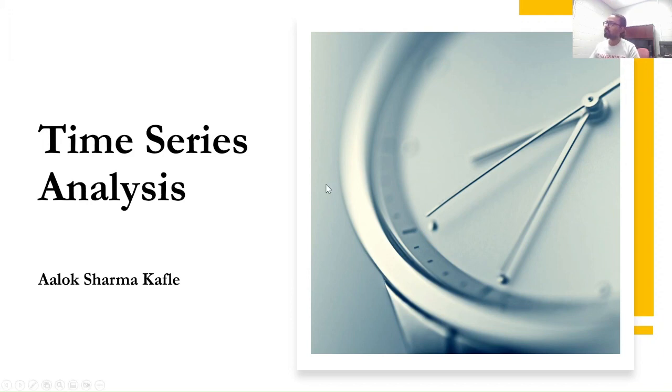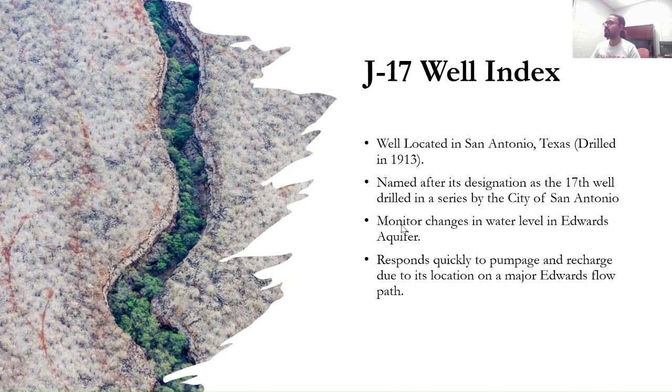To start, the first time series data is the J17 Well Index, which is basically a monitoring well located in the Edwards Aquifer in San Antonio, Texas, from around 1913. It is named so because it was the 17th well drilled then by the city of San Antonio. And they monitor the changes in the water level in the aquifer.